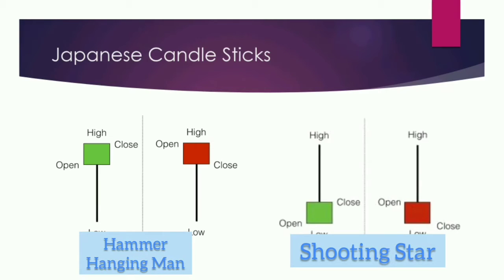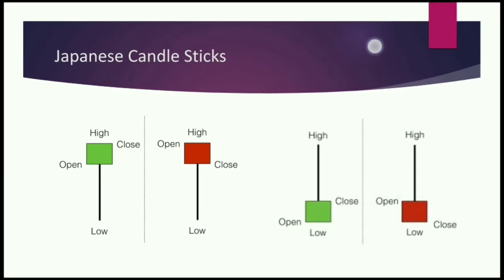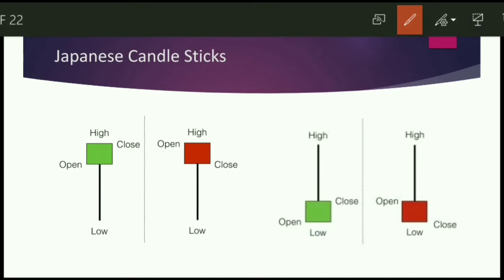Okay, so now we'll get into what are hammer, hanging man, and shooting star. Hammer or hanging man, it gets its name based on where it is on the chart. If it's at a support, it's a hammer. If it's at a resistance, it's a hanging man. A shooting star, on the other hand, is always called a shooting star.